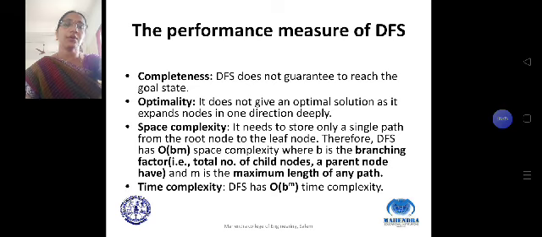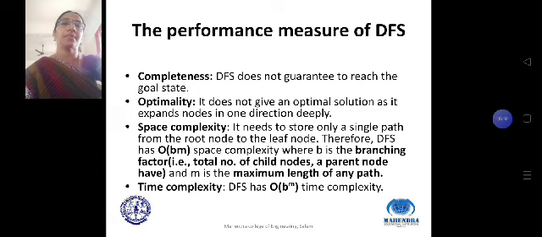So DFS does not guarantee to reach the goal state. So no, optimality: it does not have an optimal solution as it expands the nodes of one direction deeply. Space complexity is O of BM, B for branching factor and M for maximum length of the path. Time complexity: DFS has O of B to the power M.